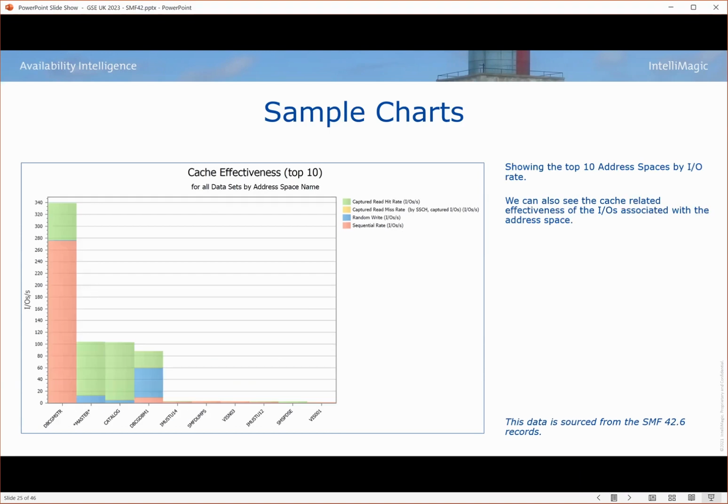Sticking with cache effectiveness, but now at an address space level. Typically, when we think of address spaces, we think of the SMF30 records, but in the 42 records, we have a lot of good information where we can tie it back to address spaces. So here again, we see at an address space level how effectively the cache is being used. Are there cache misses? What's the read? What's the sequential and the random write rate? A lot of good data in the 42 subtype 6.